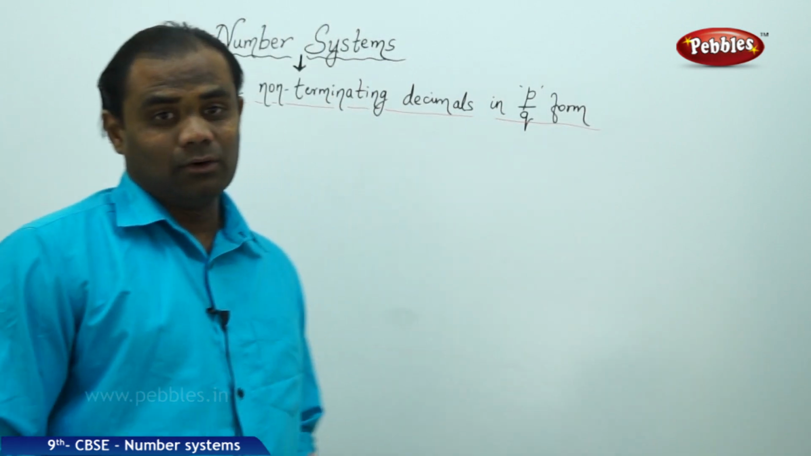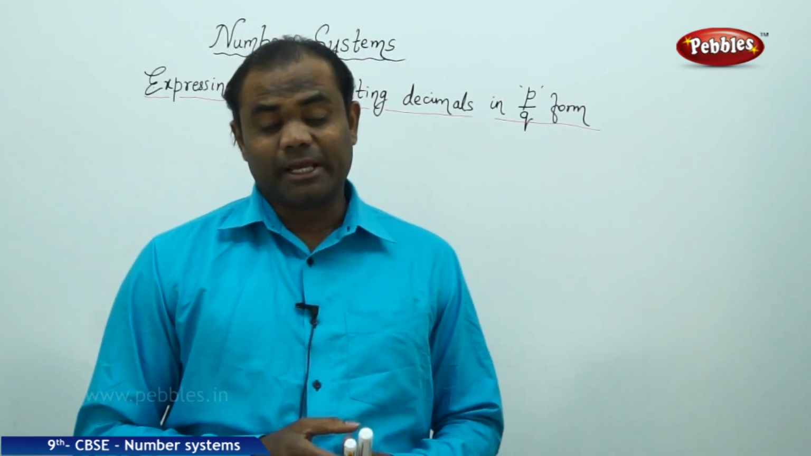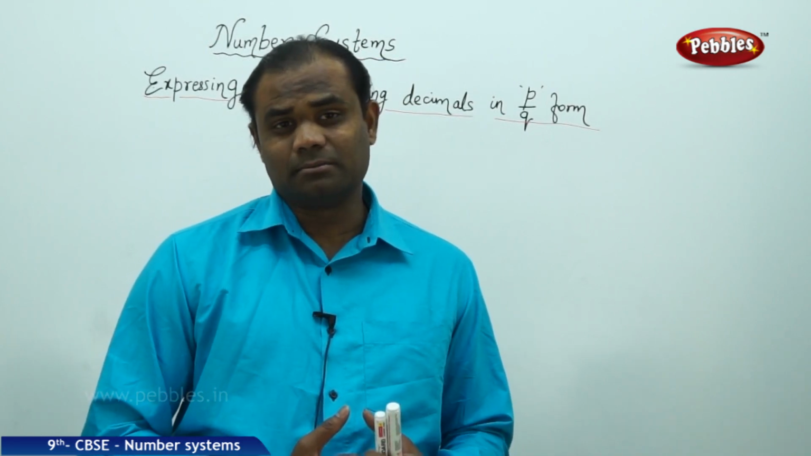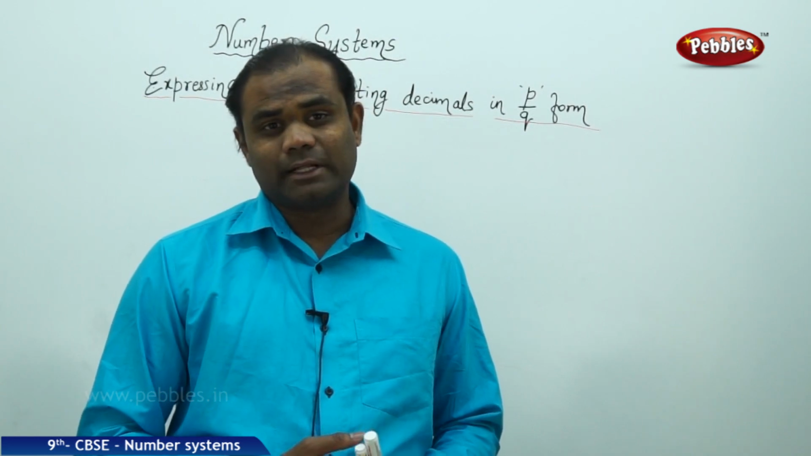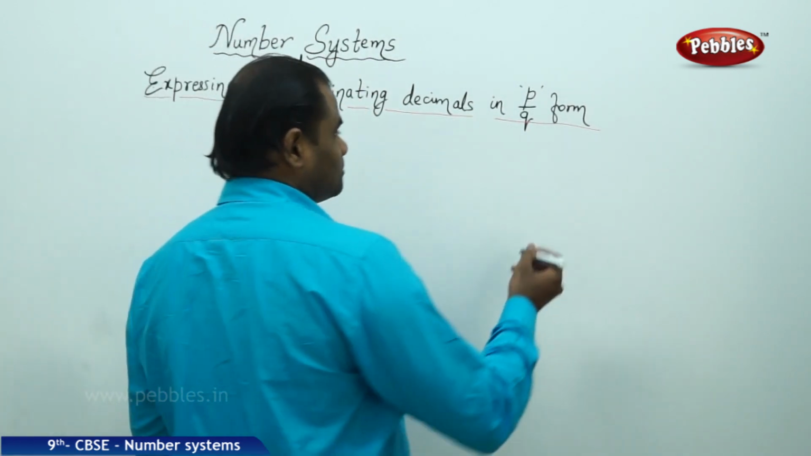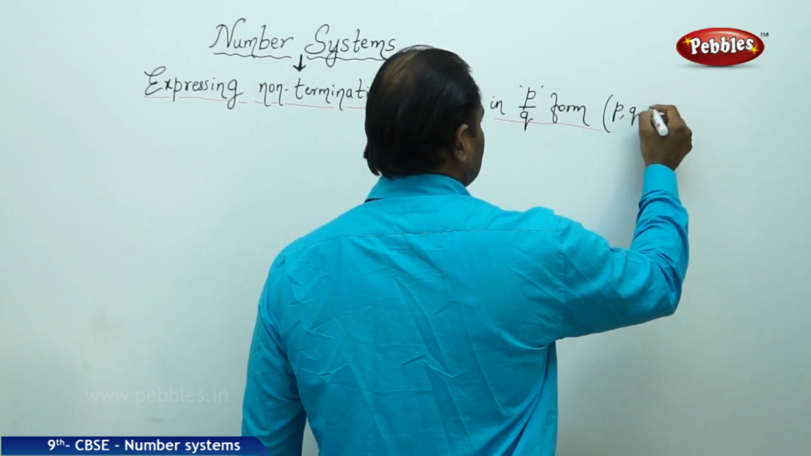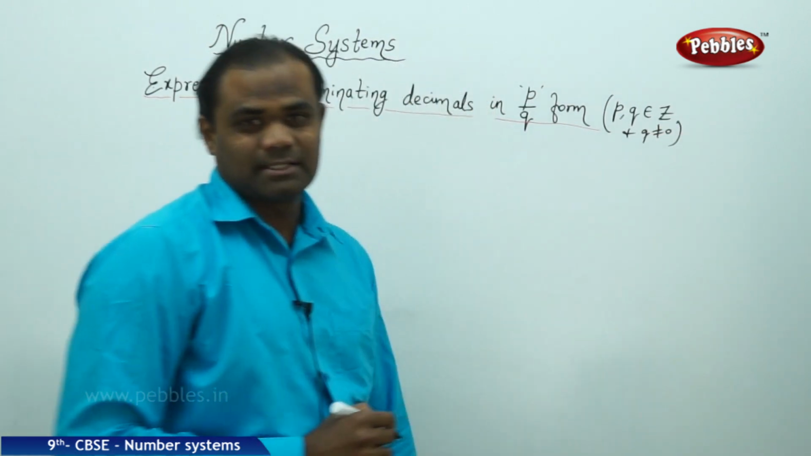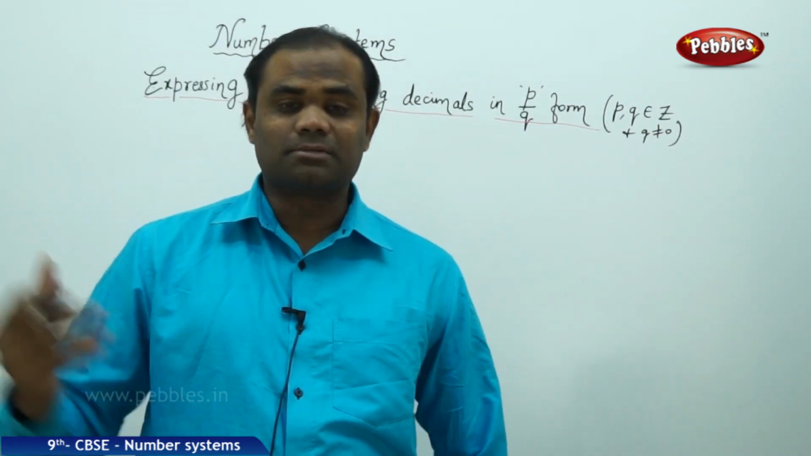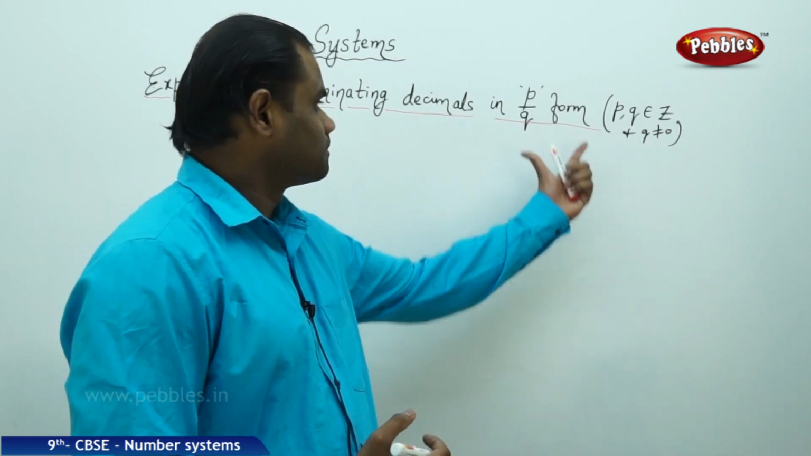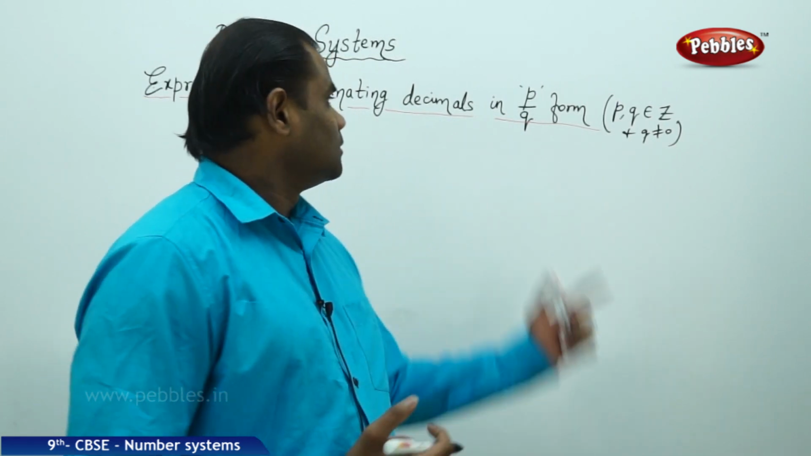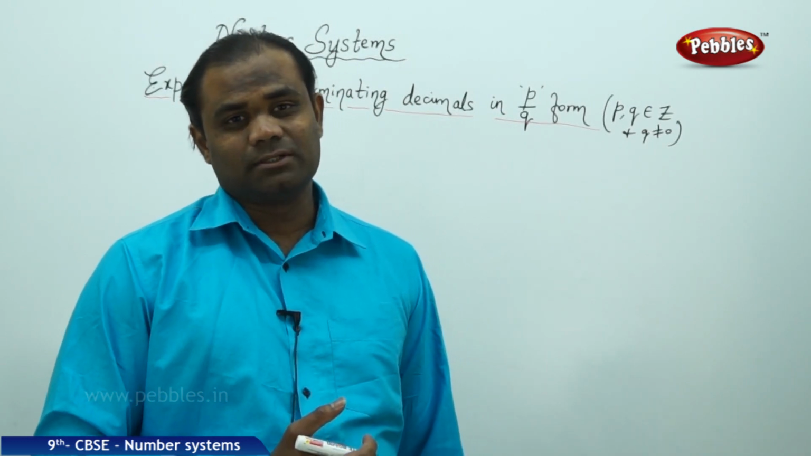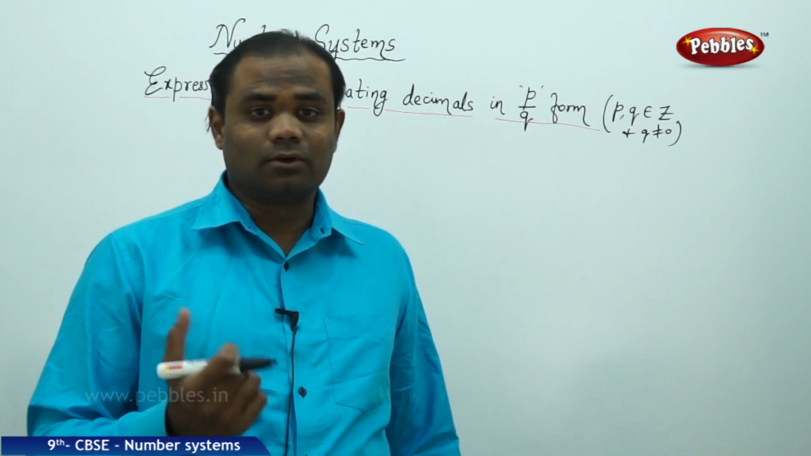Now let's see how a non-terminating decimal can be expressed in p by q form. Is it possible that a non-terminating decimal can be expressed in p by q form, that is in a rational form such that p and q belong to Z and q not equal to 0? So I want to express a non-terminating, a never-ending decimal number into the p by q form, a rational number. So let's see how we can do that, or whether it is possible or not.